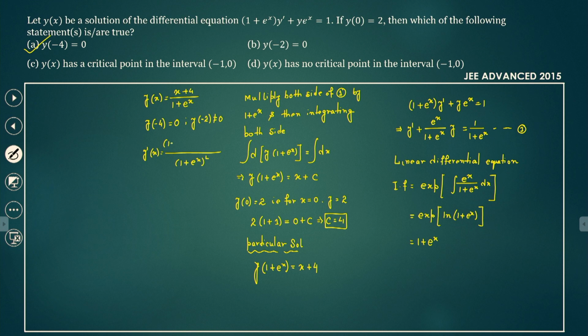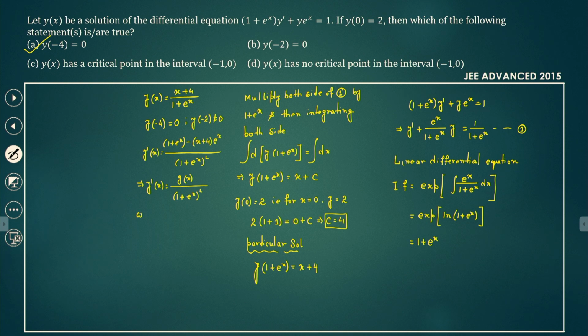Let's keep 1 plus e to the power x as it is. d/dx of x plus 4 is gone. It's 1 minus (x plus 4) will be there, and we have e to the power x. So therefore, let's go ahead and write down that y dash x is equal to some arbitrary function g(x) upstairs in the numerator, and in the denominator we have (1 plus e to the power x) whole square.